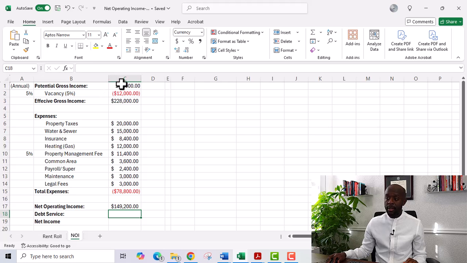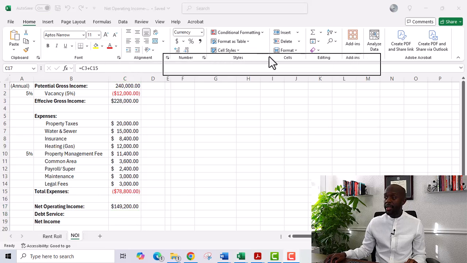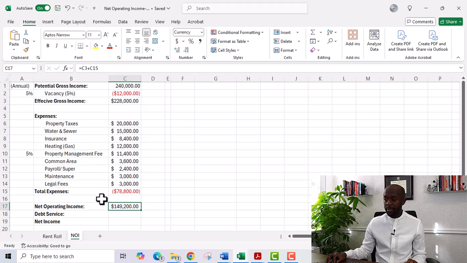You'll just go ahead and, again, start with your potential gross income. You'll subtract your vacancy rate, and that's going to bring you to your effective gross income. Once you get to your effective gross income, you'll subtract all of the expenses associated with the property, and that now brings you to your NOI for the property.